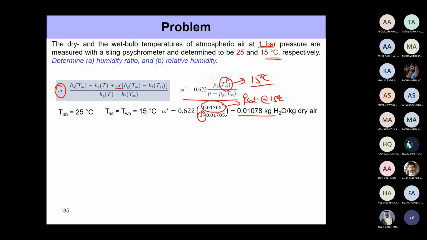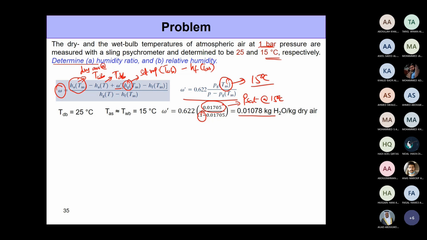So here let's look at what the different terms are. This one corresponds to an enthalpy of dry air, okay? Dry air at adiabatic saturation temperature, or the wet bulb temperature. This one corresponds to the enthalpy of dry air at the dry bulb temperature, or simply the temperature, plus omega prime times the Hg. Hg corresponds to the enthalpy of saturated vapor, right? Water behaving like a saturated vapor at adiabatic saturation temperature, or the wet bulb temperature, minus enthalpy of saturated liquid at the adiabatic saturation temperature. Why do we have Hf here?